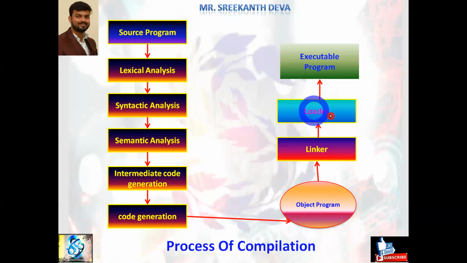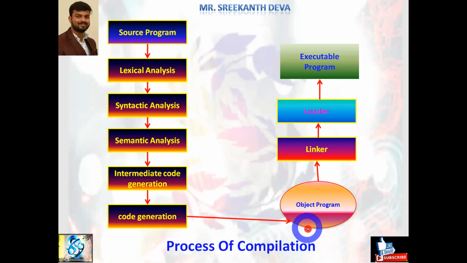That code is going to be loaded by the loader and started for what? Executing the program. The loader is responsible to load that executable code and transfer it from secondary memory into what? Primary memory, and provides what? Execution. See, this is the general process of compilation, up to generating the object program.